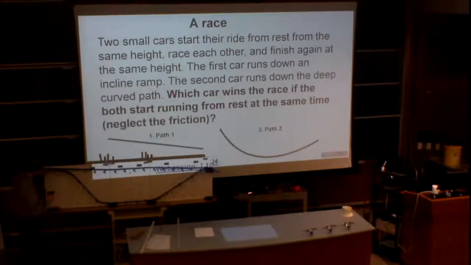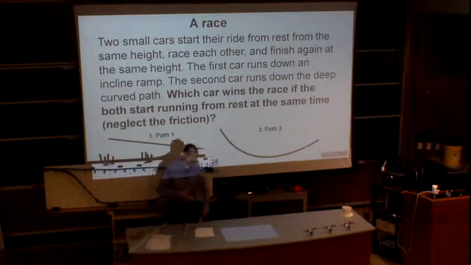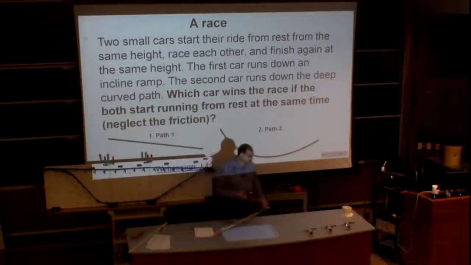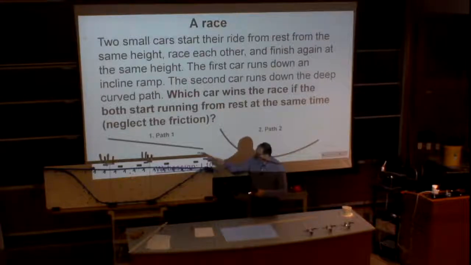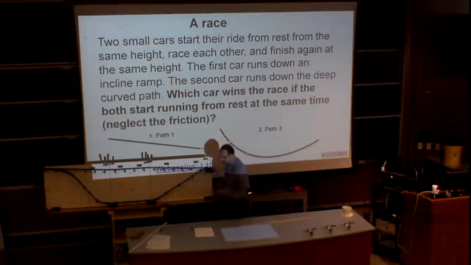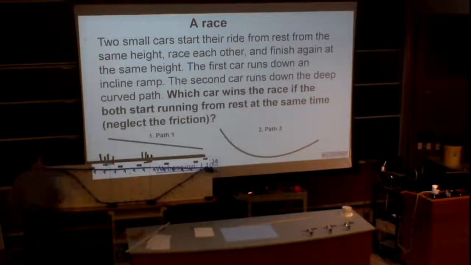So what we can see here, they start from the same initial height, and they end at the same final height, which means the initial speed is 0, and final speed has to be the same for both. Speed is the same. This travels shorter distance. This travels longer distance. Basically, that's all we know. And now you can enter your answers.